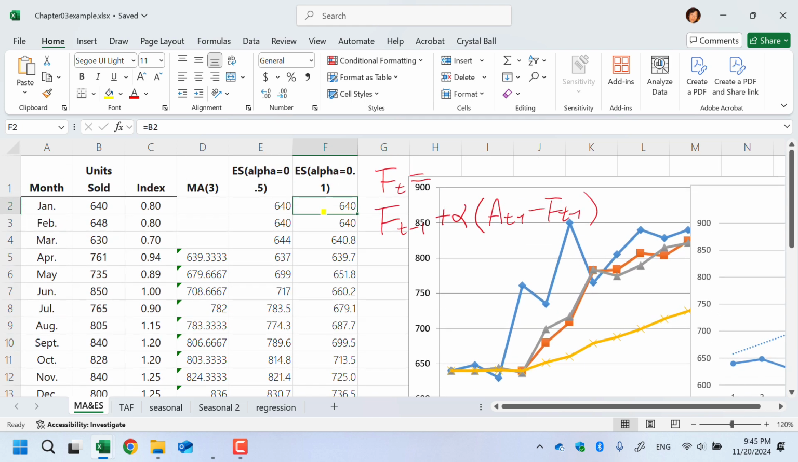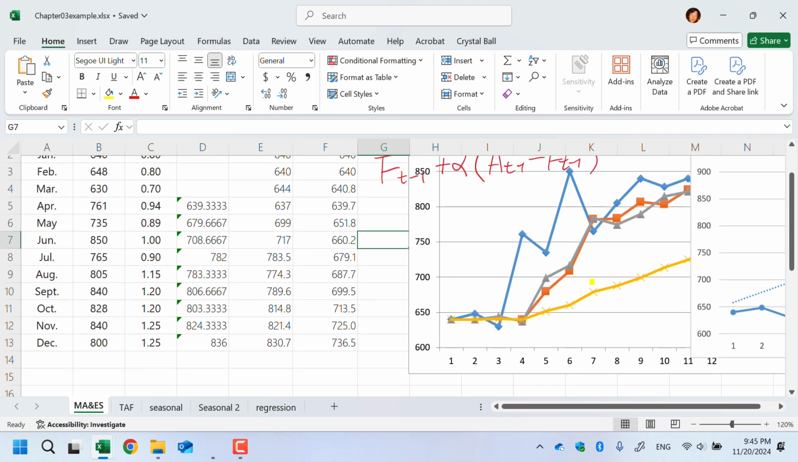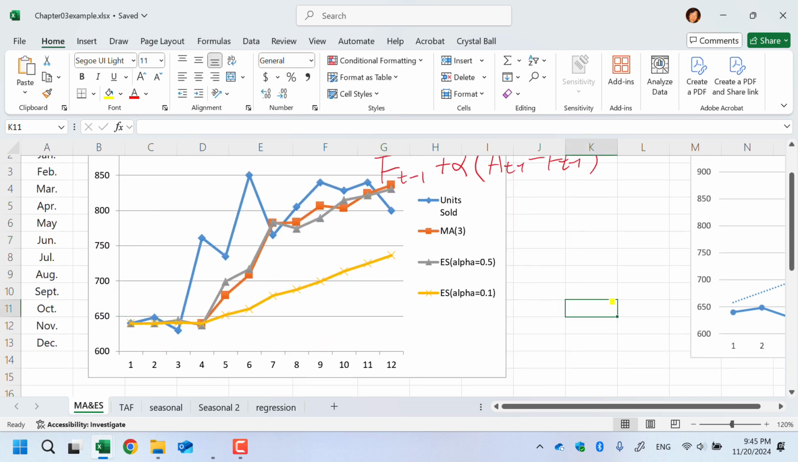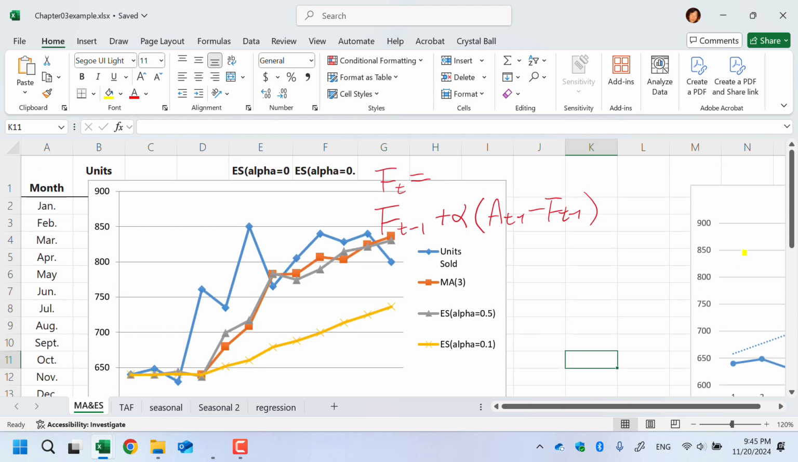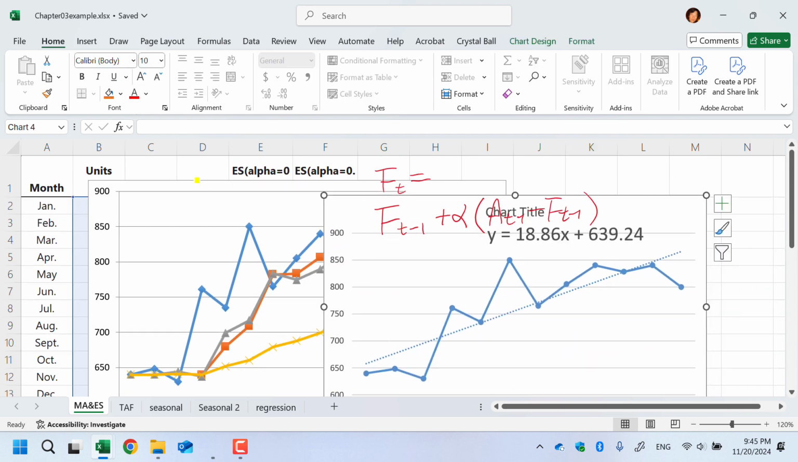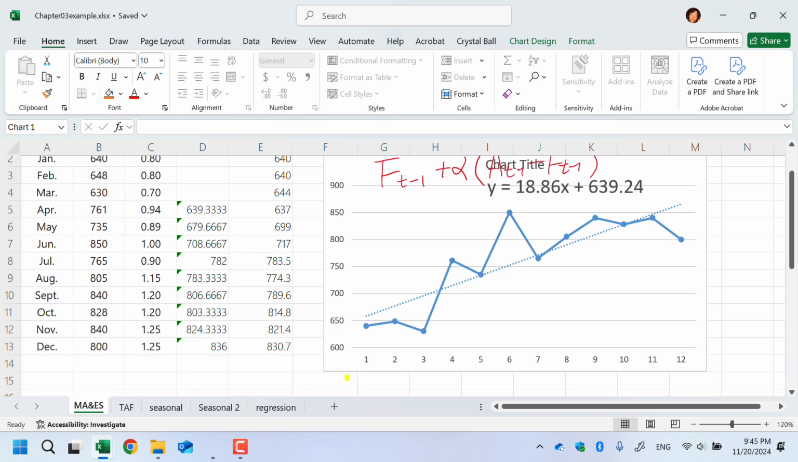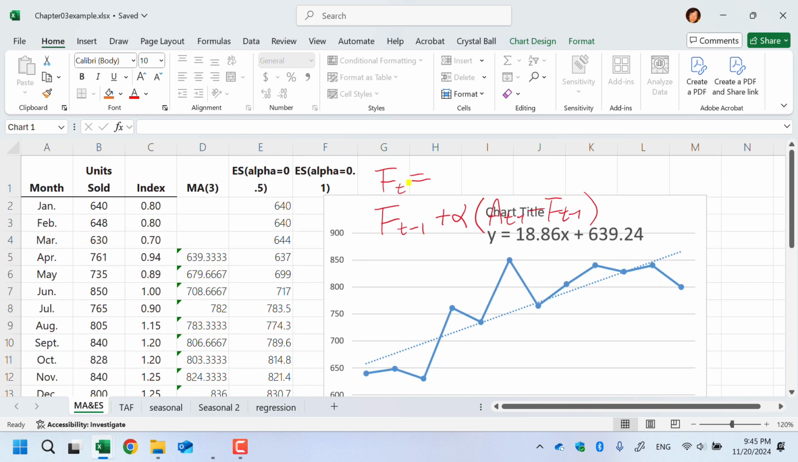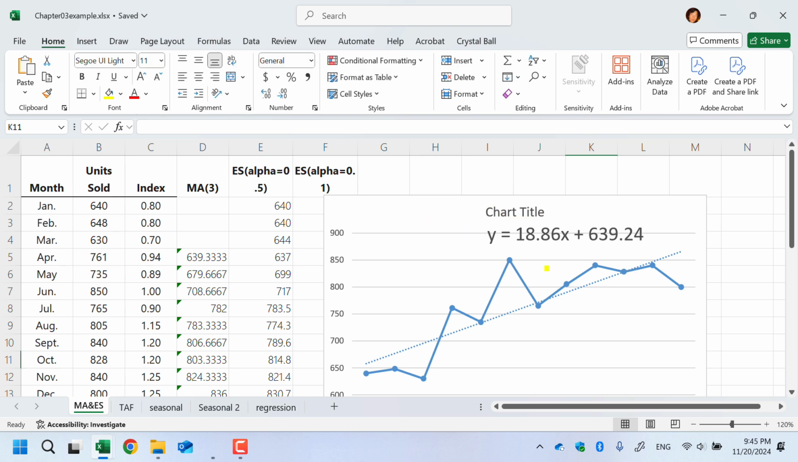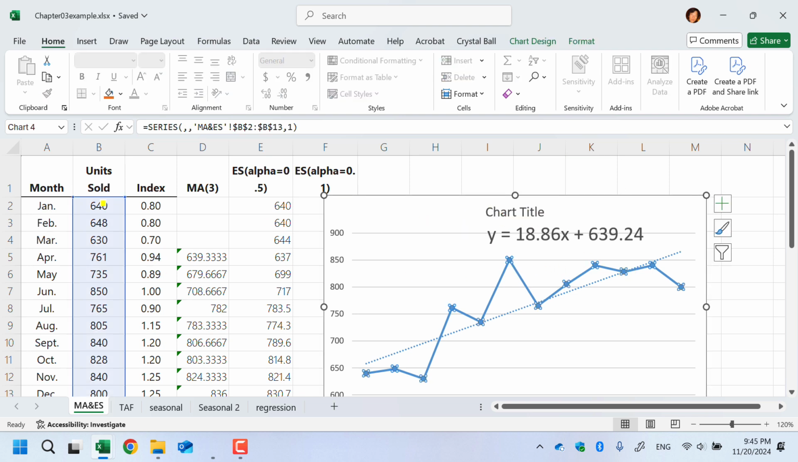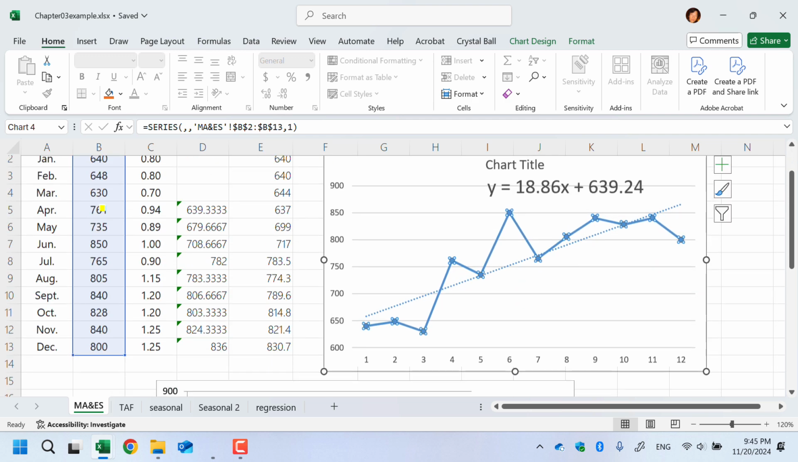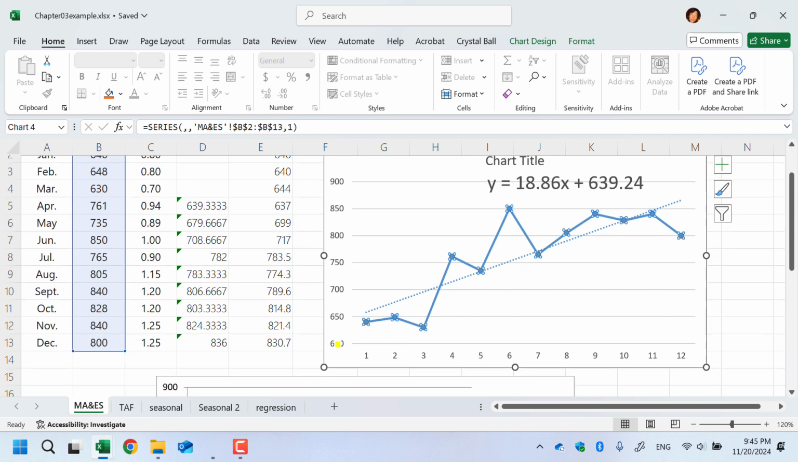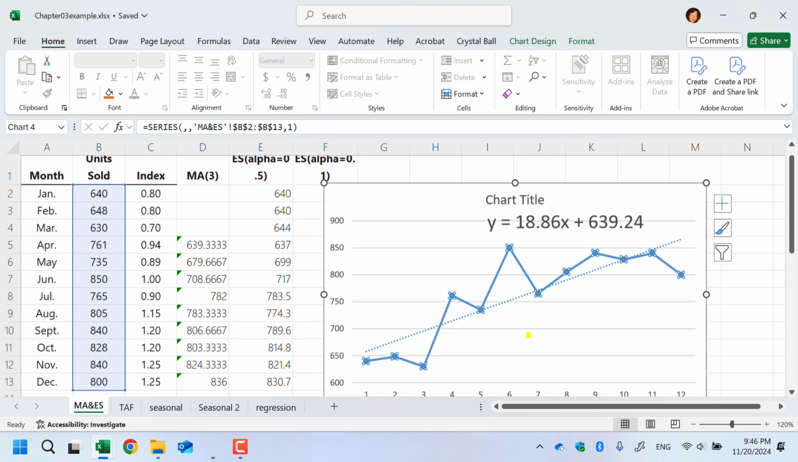This one is the same calculation, but only difference is the alpha is just 0.1, and you can draw the graph. This one is the plot. We plot only the actual data. Once you plot the actual data, I didn't specify the x value. So x value is the first one, second one, third one.